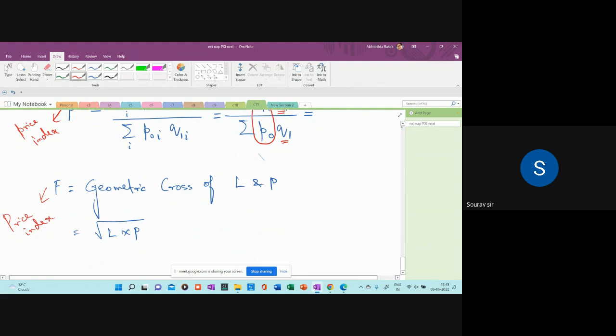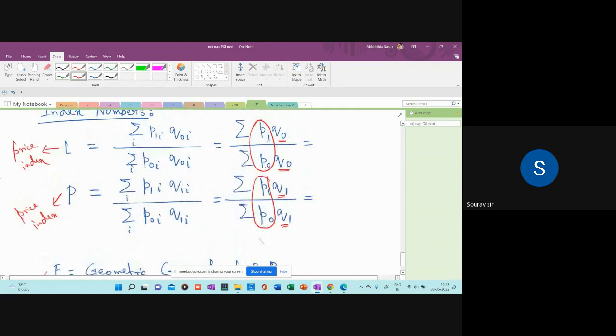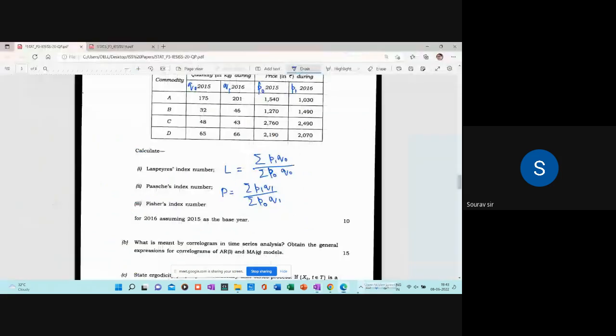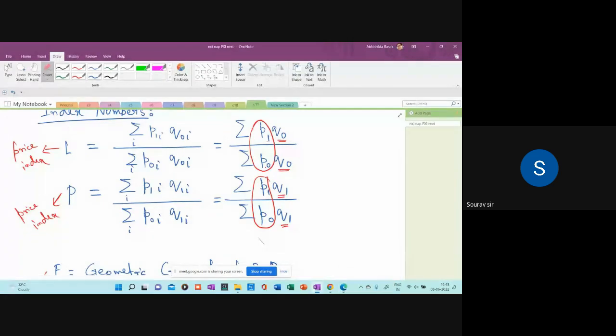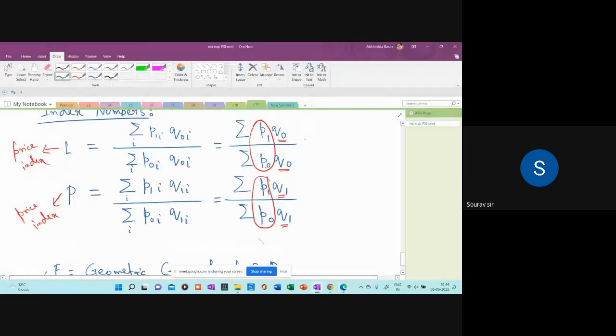So correspondingly we should also know, it's better to know, I am just giving you the idea of how to remember, if someone asks you for the index number, since it's very easy to find out, and they didn't mention anything like price index or quantity index, they have not mentioned anything.